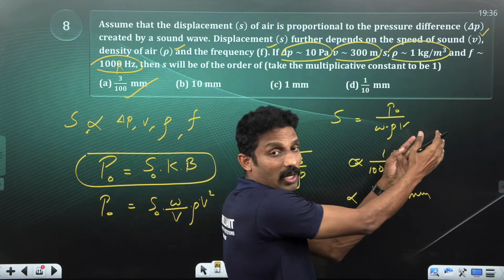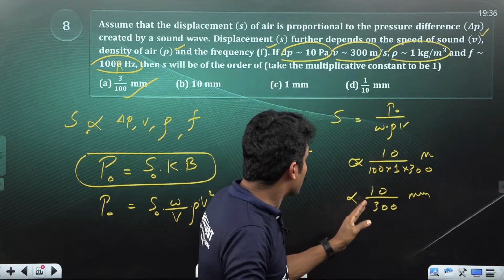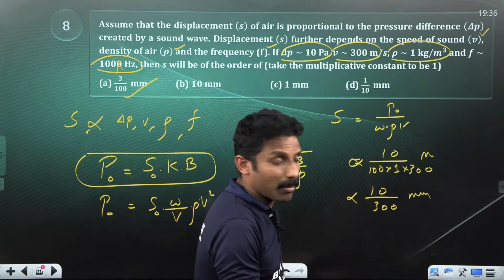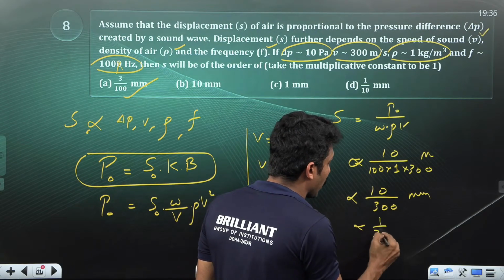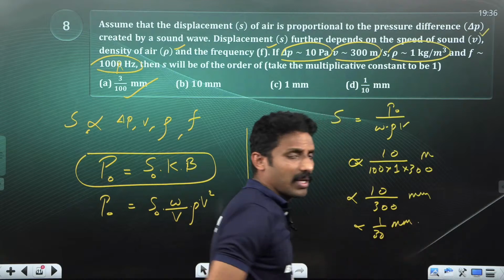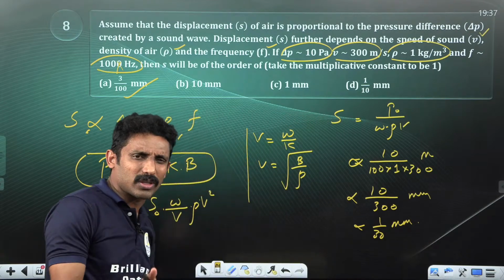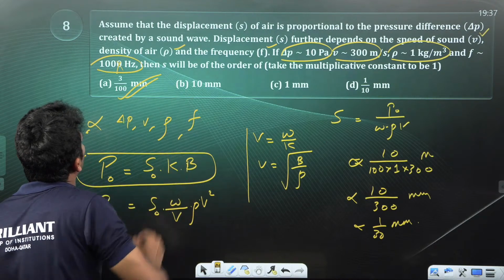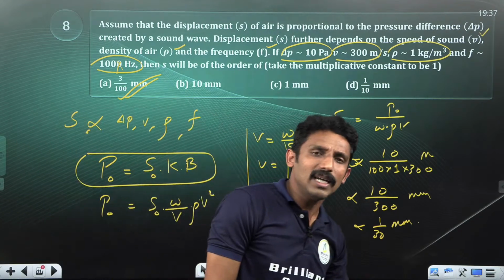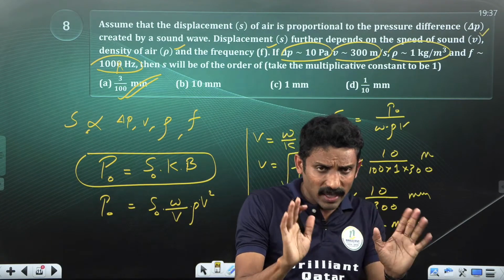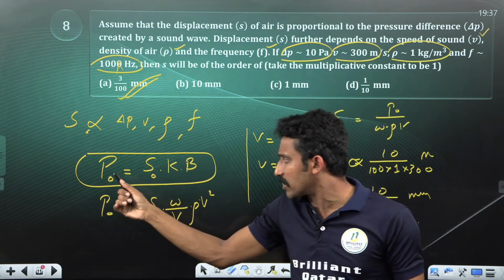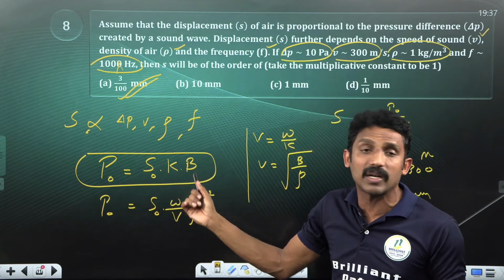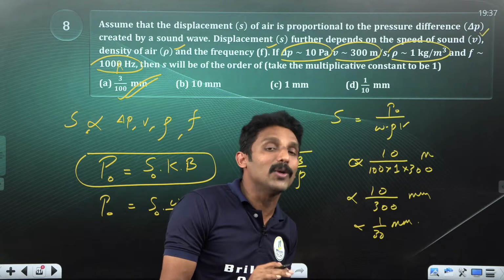Okay, multiplying this by 100 means this 100 will vanish. So this 10 by 300 becomes 1 by 30 millimeter, and you will obtain 0.03. So that is the answer; we are obtaining 3 by 100 millimeter. So the all important thing is the relation between pressure variation, displacement, wave number and bulk modulus value.